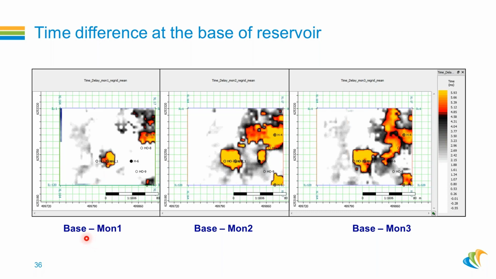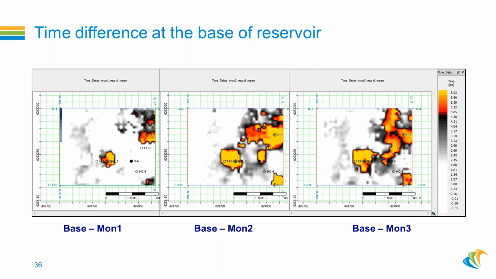And this is the base minus monitor of how the base of the reservoir has changed. So the time thickness shown here is 5 milliseconds maximum, and I have negative or almost zero variations of the base of the reservoir. As you see, these are the injection wells, and it was injecting at different times. So monitor 1, monitor 2, and 3 were acquired at different times, and they show how this gas injection was progressing at these different wells, which also corresponds to what was done in the field.